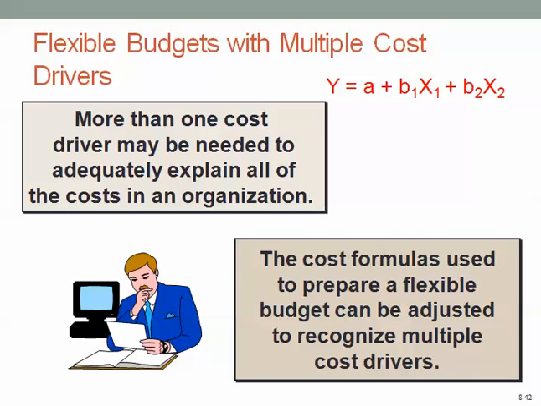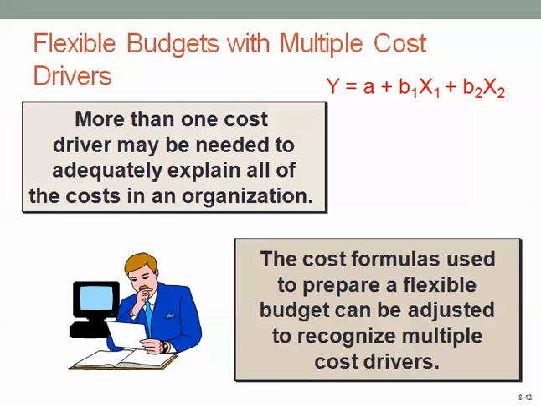We would use a cost formula in the form of y equals a plus b1 times x1 plus b2 times x2, where a again is our fixed component and b1 is a variable component and b2 is also a second variable cost component.